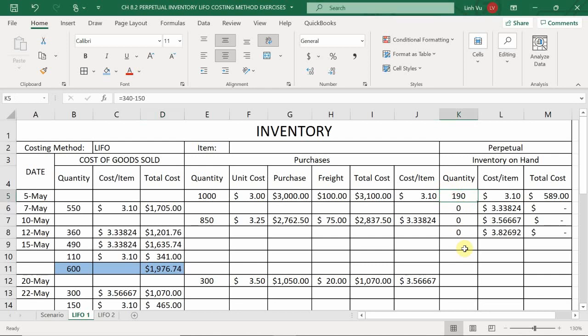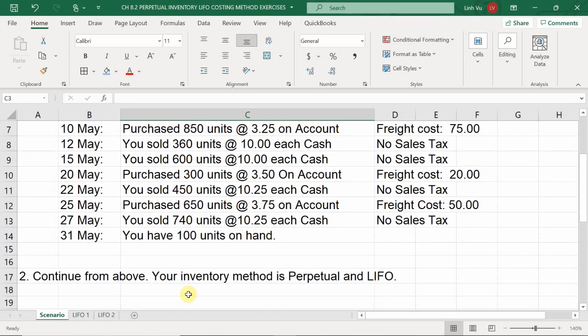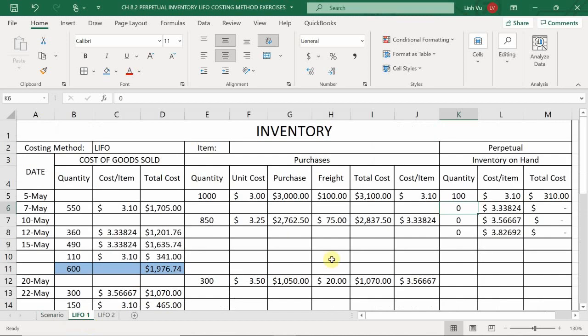So then now I need to eliminate, right? I no longer have 190. I only have exactly 100 units of inventory left at $3.10. Okay? And let's take a look at my scenario. It tells me that I should have a total of 100 units left on hand, which means that is correct.